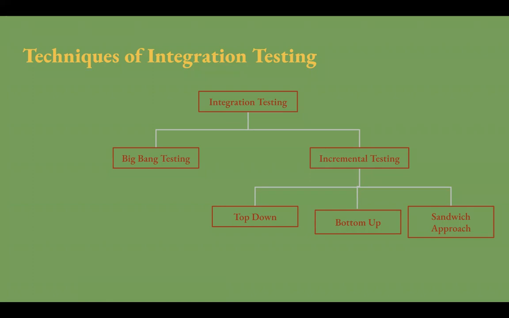Last, we have sandwich approach, which is a combination of both top-down and bottom-up. It uses the benefits of both top-down and bottom-up approaches. It uses both stubs and drivers. In this approach, test top-level modules with stubs first and bottom-level modules using drivers. Then combine all those modules and test them as a final layer.